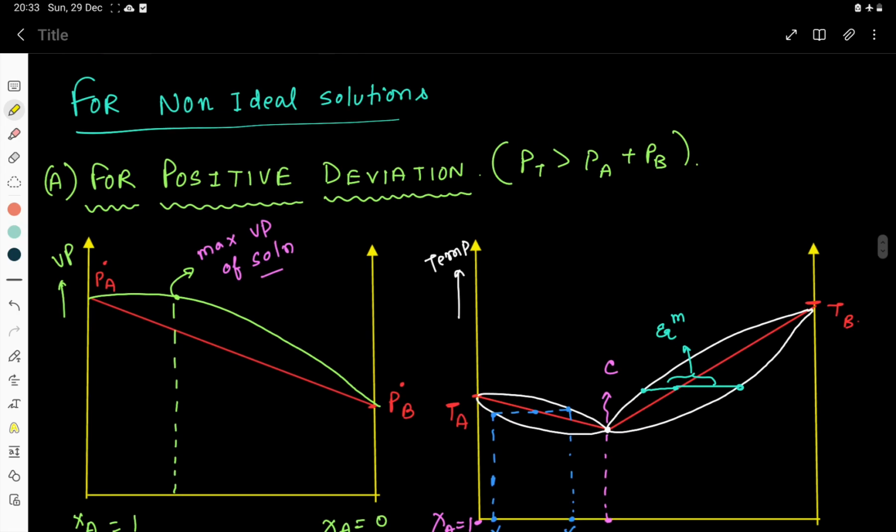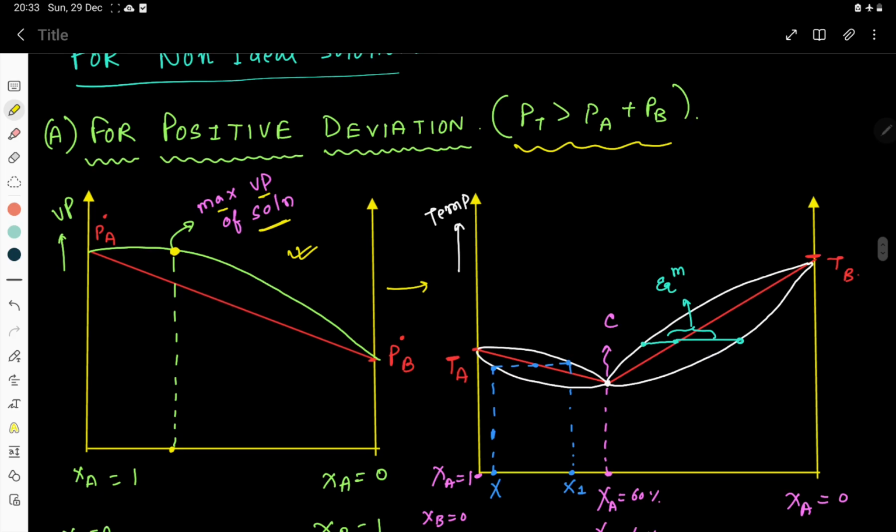Now for non-ideal solutions showing positive deviation, we know that P total must be greater than PA plus PB, and this is the curve that we know from our junior classes. At this point we can see the maximum vapor pressure of the solution. The corresponding temperature versus chi graph will look like this.